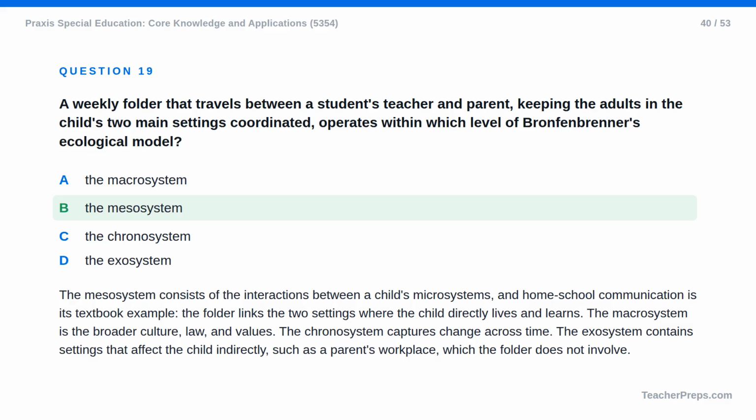The folder links the two settings where the child directly lives and learns. The macrosystem is the broader culture, law, and values. The chronosystem captures change across time. The exosystem contains settings that affect the child indirectly, such as a parent's workplace, which the folder does not involve.